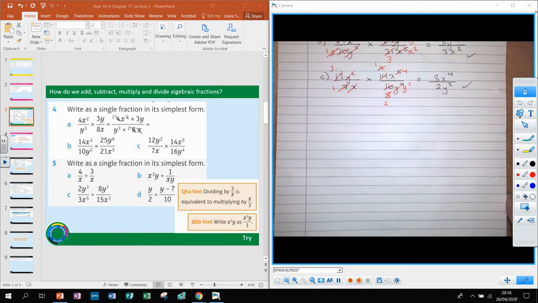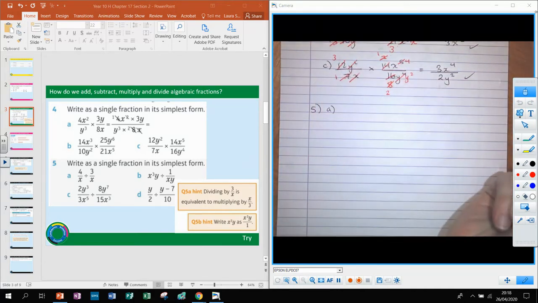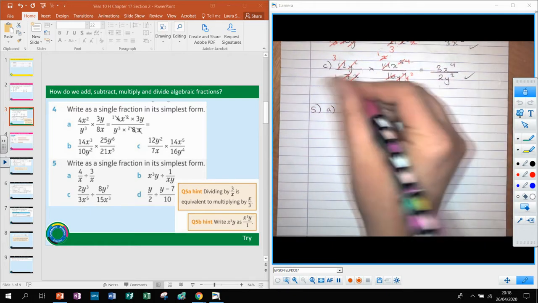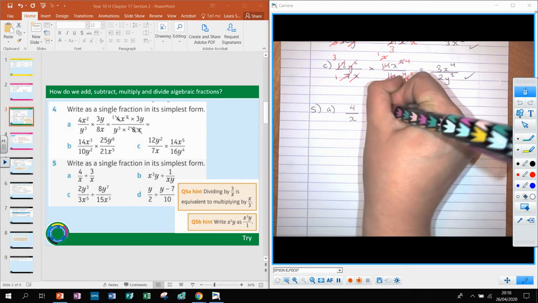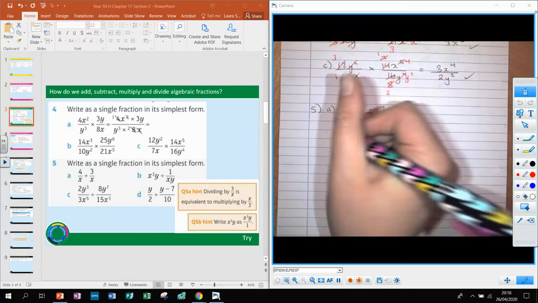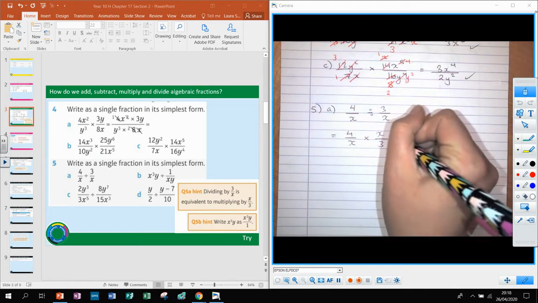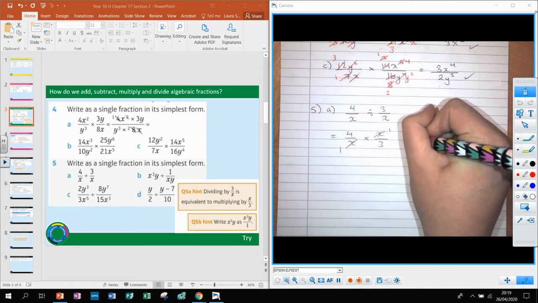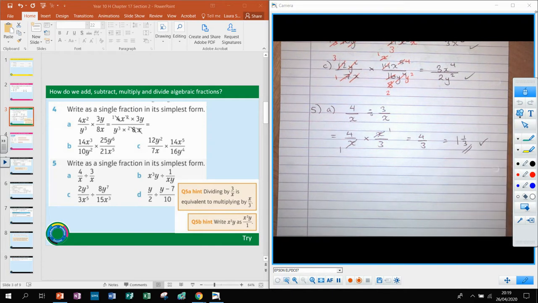Okay, so question 5 was the one that gave you some hints, so let's see how you did. Okay, so they want you to write it as a single fraction. This time we have division. So we've got 4 over x divided by 3 over x. Okay, so their hint was dividing by 3 over x is equivalent to multiplying by x over 3. We already know that based on keep, change, flip, okay, which you guys have learned. So let's change this to 4 over x times x over 3. And what's really nice about this is those cancel out and become 1s, and we are left with 4/3, which you can write as 1 and 1/3. Okay, well done.